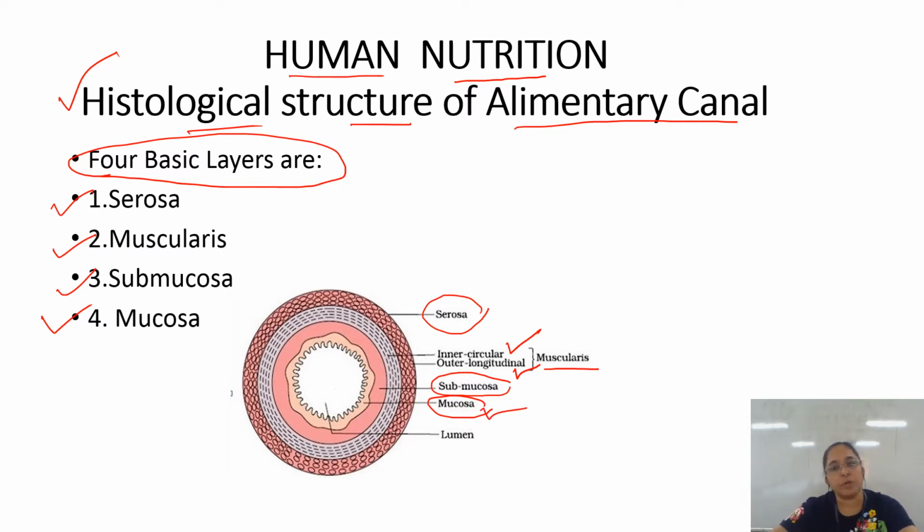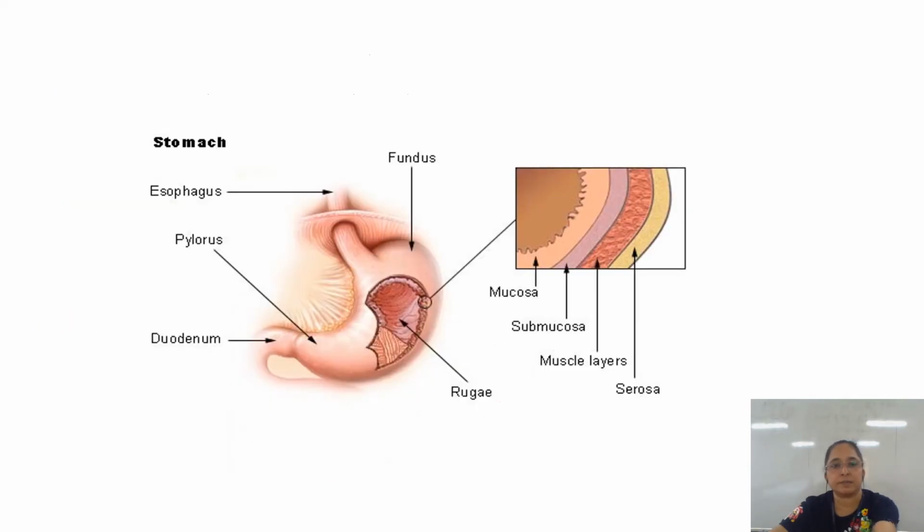Fine. So four layers: serosa, muscularis. Here muscularis is made up of two, inner circular and outer longitudinal. Then submucosa, then mucosa. These are the four basic layers of the gastrointestinal tract. Okay. Now we will study in detail these four basic layers.